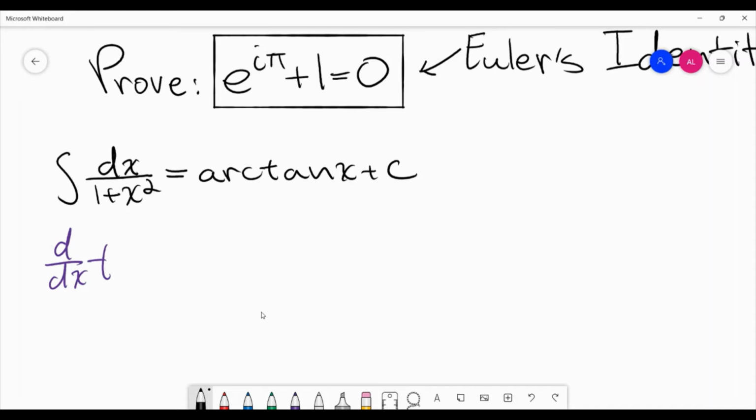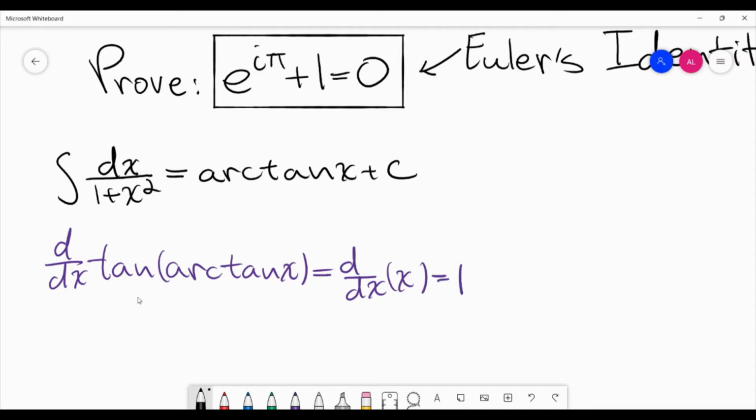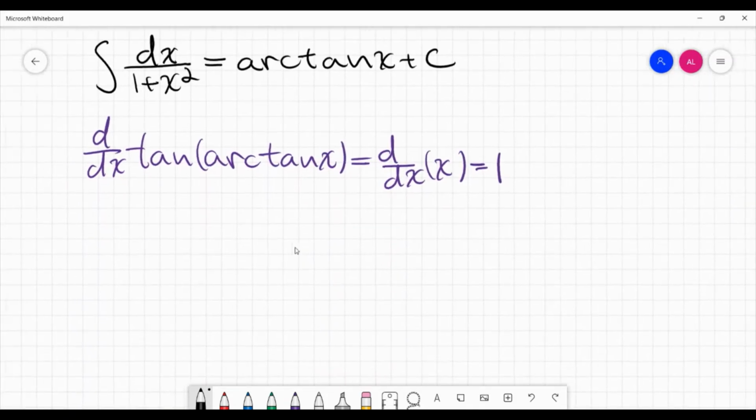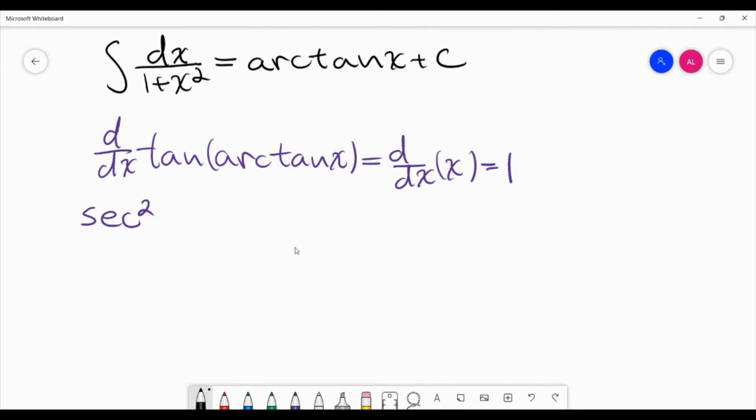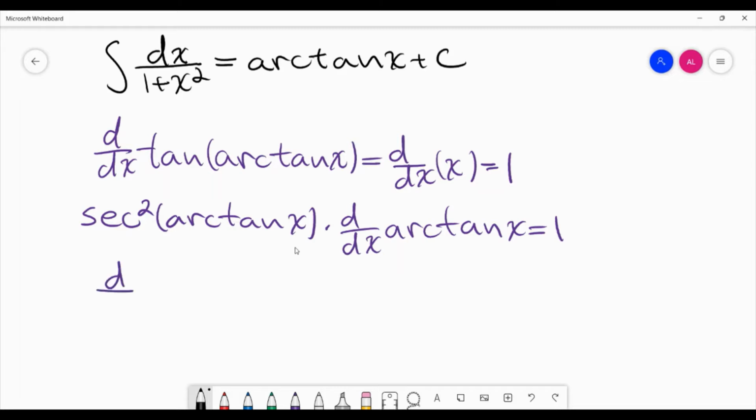So just a quick proof of this, note that the derivative of the tangent of the arctangent of x, right, the tangent of the arctangent of x is the same thing as x. So this derivative right here is just equal to 1. Then we can use the chain rule and simplify, right? The derivative of tangent is secant squared times the derivative of arctangent, the derivative of the inner function, equals 1. So the derivative of arctangent of x equals 1 over secant squared, which is just cosine squared of arctangent of x.